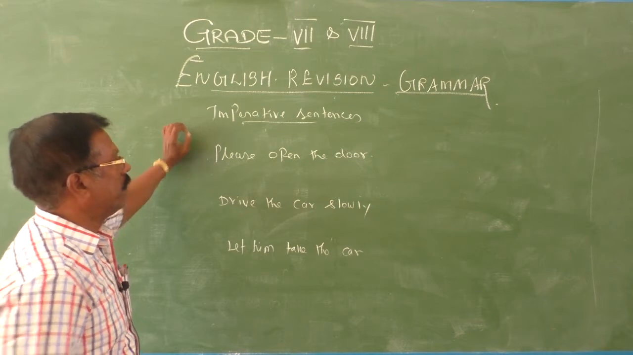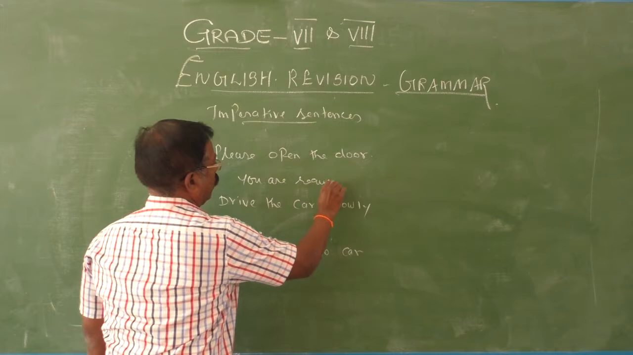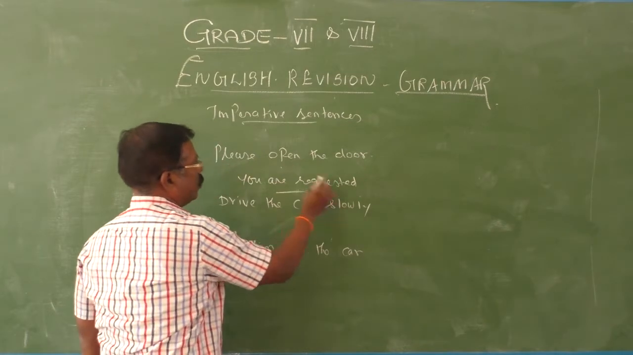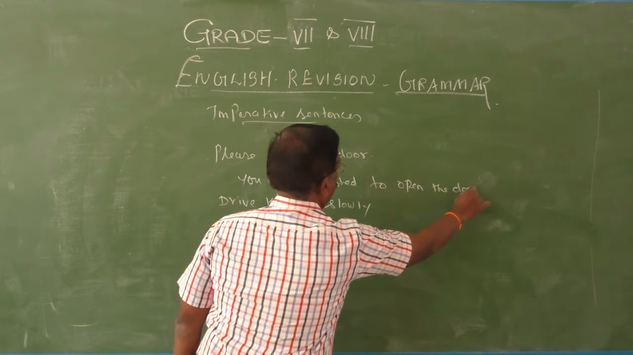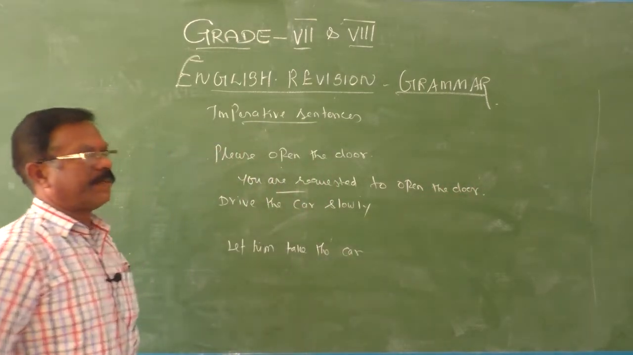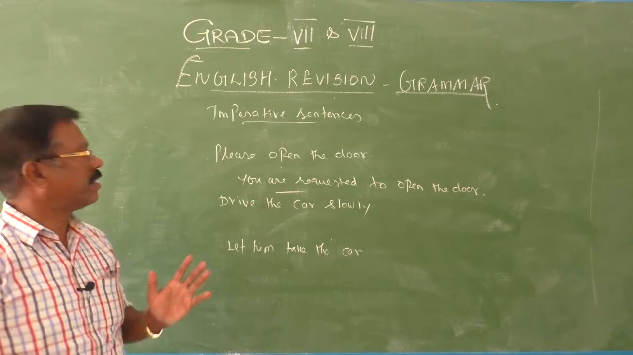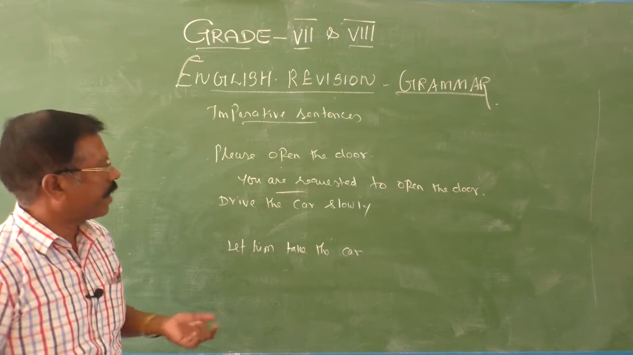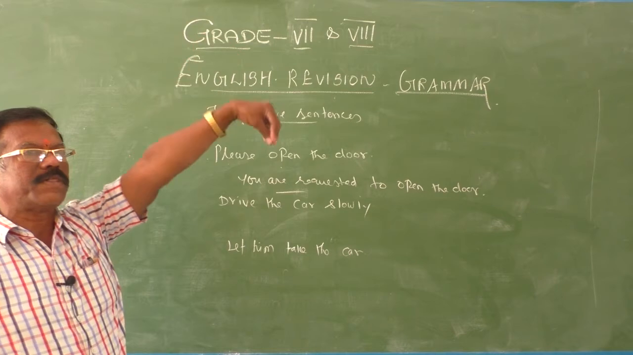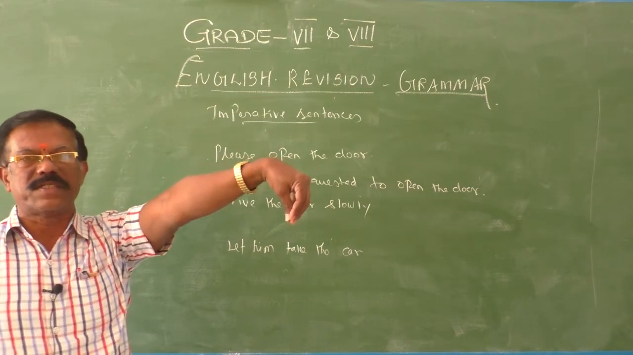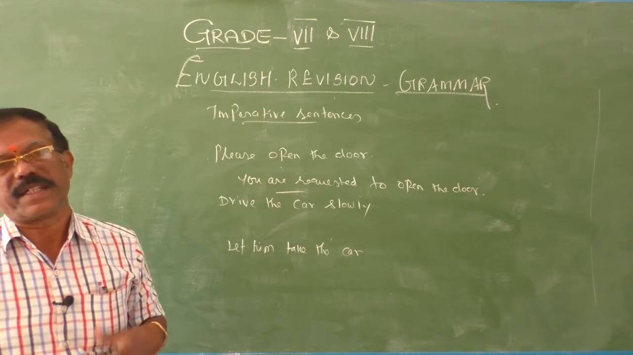Please open the door. Here, you are requested. You are requested to open the door. Let the door be opened. But there, the structure is not appropriate. That's why we use this structure: you are requested to open the door. Suppose the person to whom you are going to give that instruction is not present there, then the let plus past participle structure can be used.